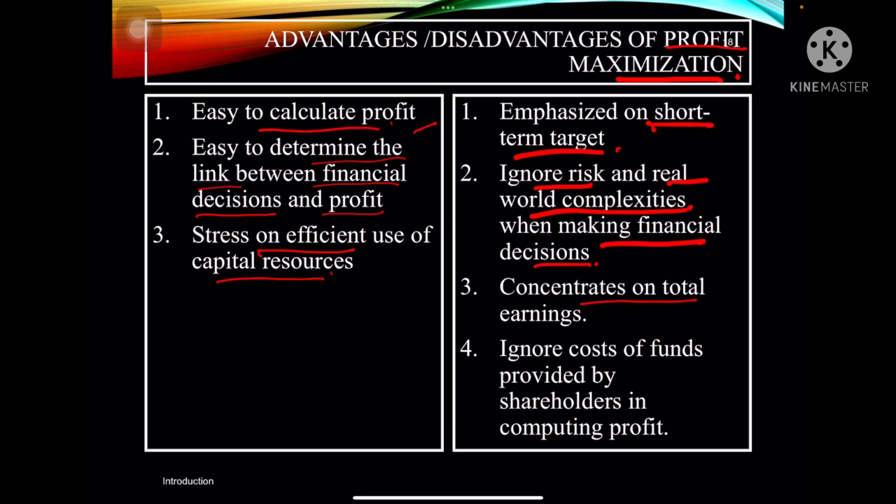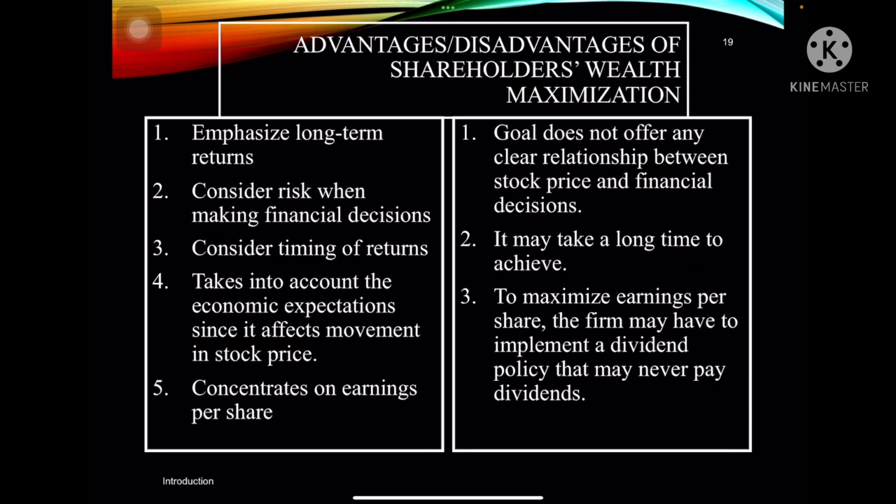So this one concentrates on the earnings, on the total earnings. Ignore the cost of funds provided by the shareholders in computing profit. Basically, to help you understand, when the shareholders put their money inside the business and it is run by the company, they want a certain return or dividend from the company. If the dividend is not competitive, the shareholders will sell the shares and buy from another company. So under profit maximization, they just ignore the cost to maintain the shareholders in the company.